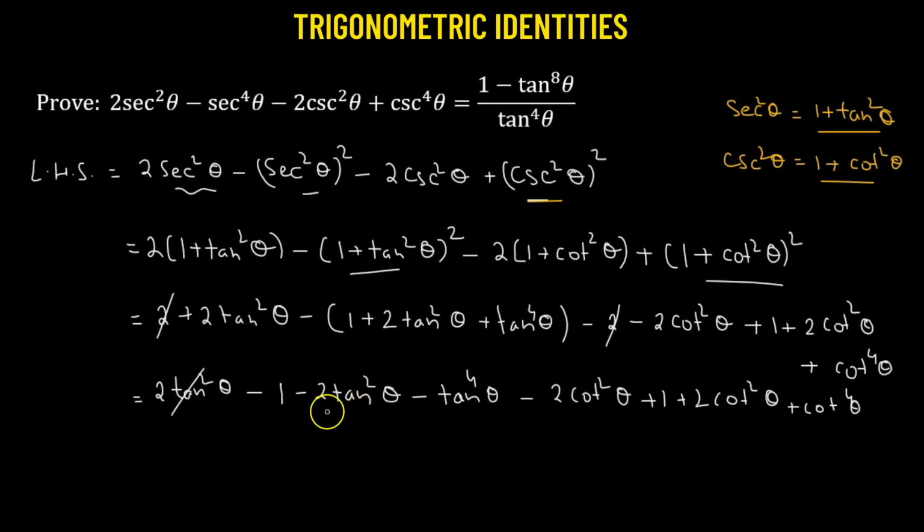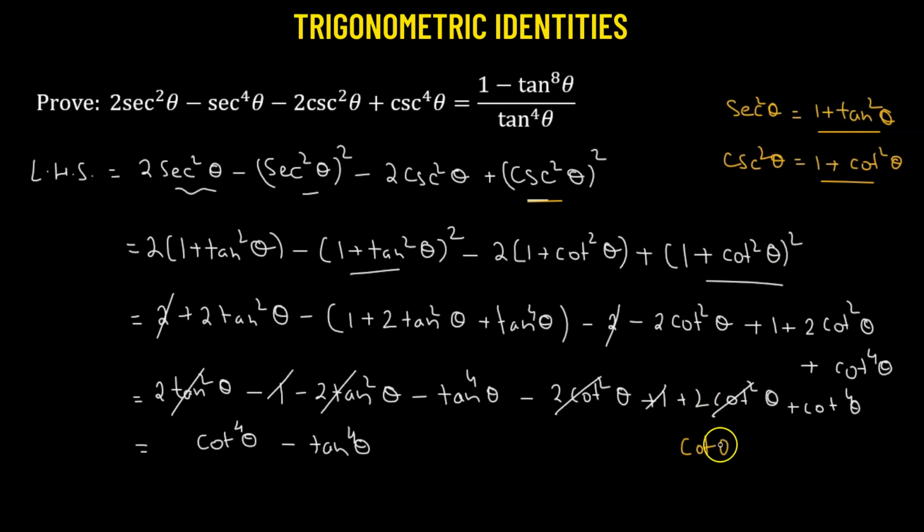So 2 times tangent squared theta and negative 2 times tangent squared theta cancel out, positive 1 and negative 1 cancel out, and negative 2 times cotangent squared theta and positive 2 times cotangent squared theta cancel out, and we are left with cotangent of theta raised to the power of 4 minus tangent of theta raised to the power of 4. Now we know that the cotangent function is the reciprocal of our tangent function.